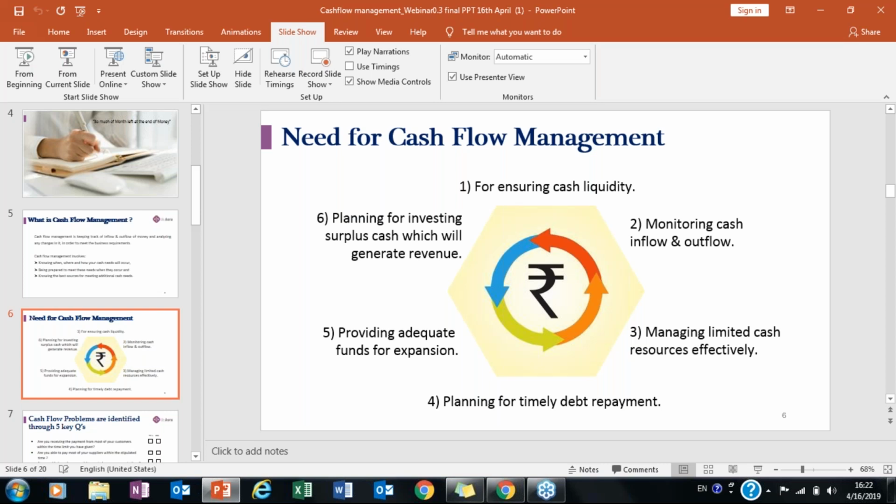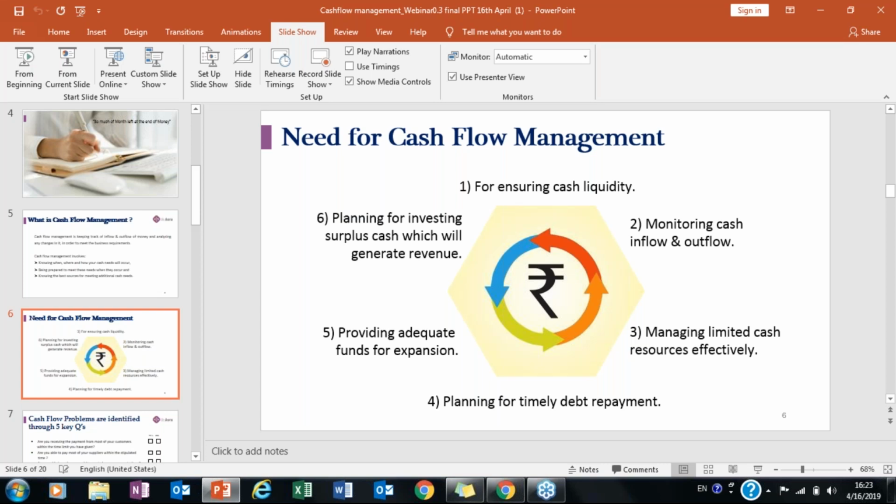So one needs to have enough liquid cash in hand to ensure that there is no cash crunch. Monitoring cash inflow and outflow. Another major part of the need for cash flow management is to monitor your cash inflow and outflow.